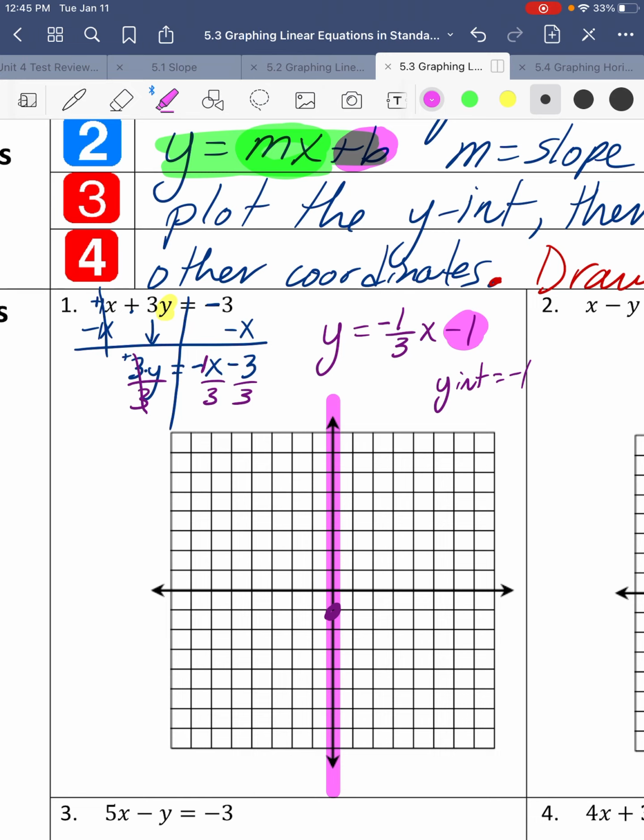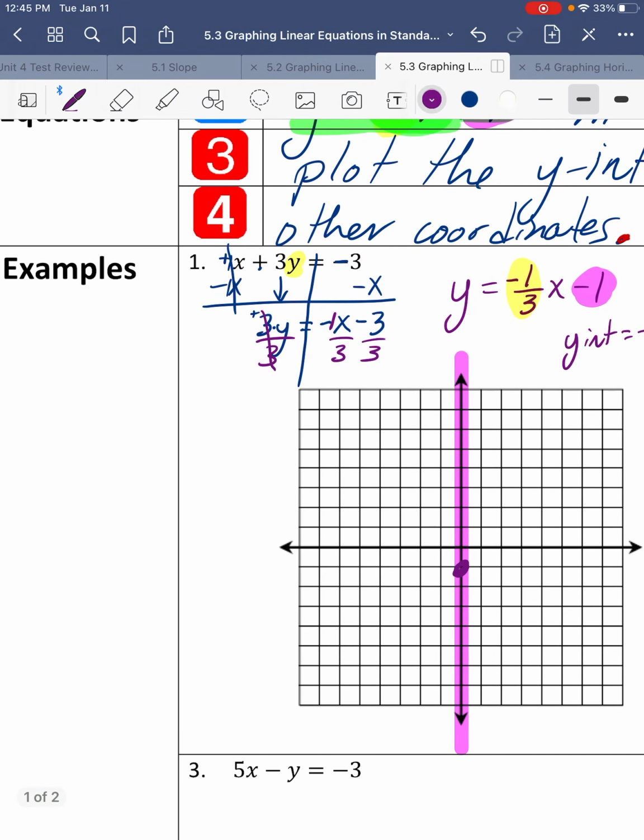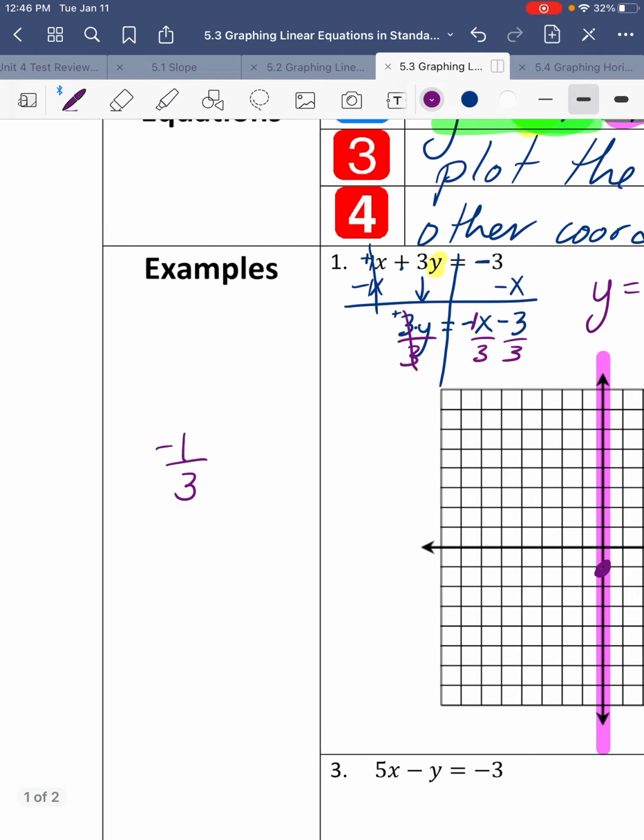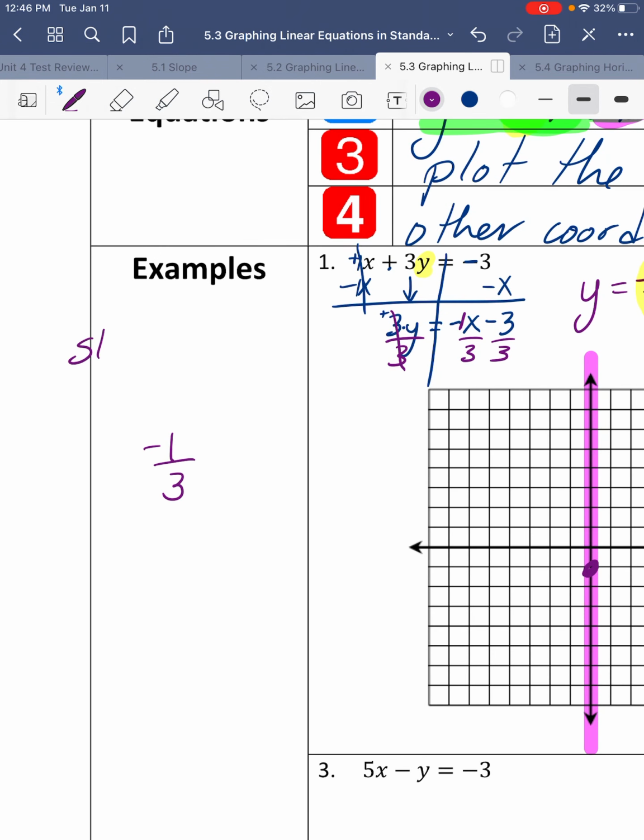So now I'm going to look at the slope, which is negative 1/3, and we're going to look a little bit deeper into the slope now. So slope is negative 1/3. When it comes to slope, typically teachers talk about rise over run. So you have a fraction, that's just your slope. The rise means up or down. The run means right or left.